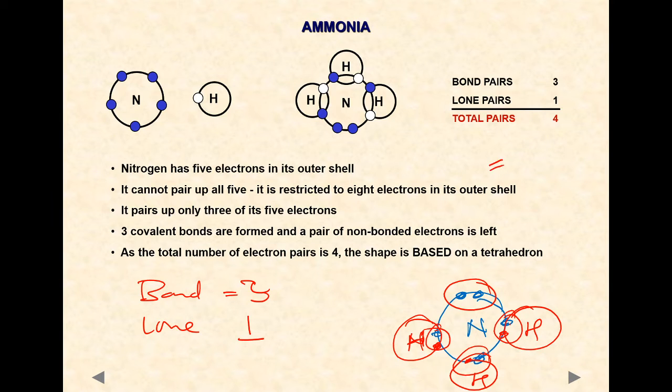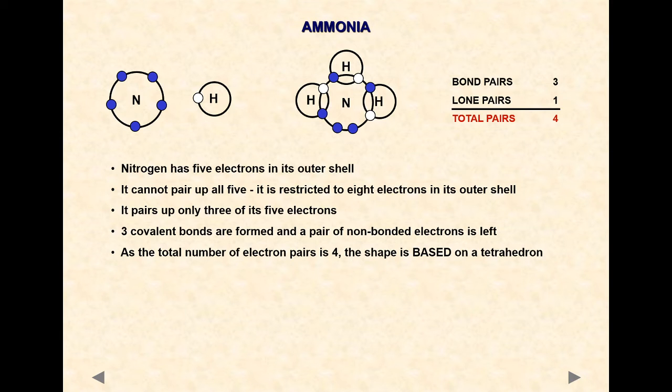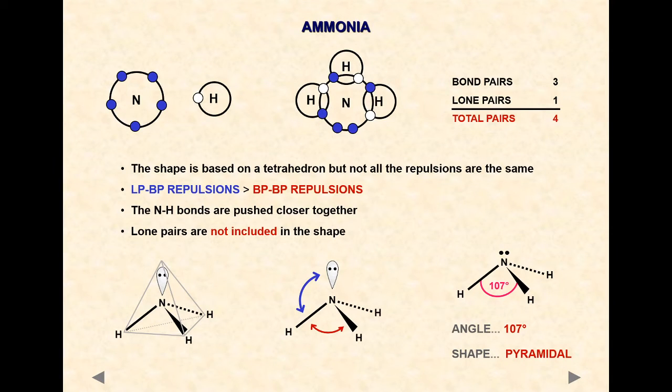From the previous example of methane, 4 bond pairs gives you a tetrahedral with a 109.5 bond angle. Now, in the previous slide, we discovered that the repulsions involving the lone pair are more than between bond pair and bond pair. So what does that do? That will now squeeze the molecule a bit to reduce the bond angle. So this is what you get. It will be what you normally refer to as a distorted tetrahedral.